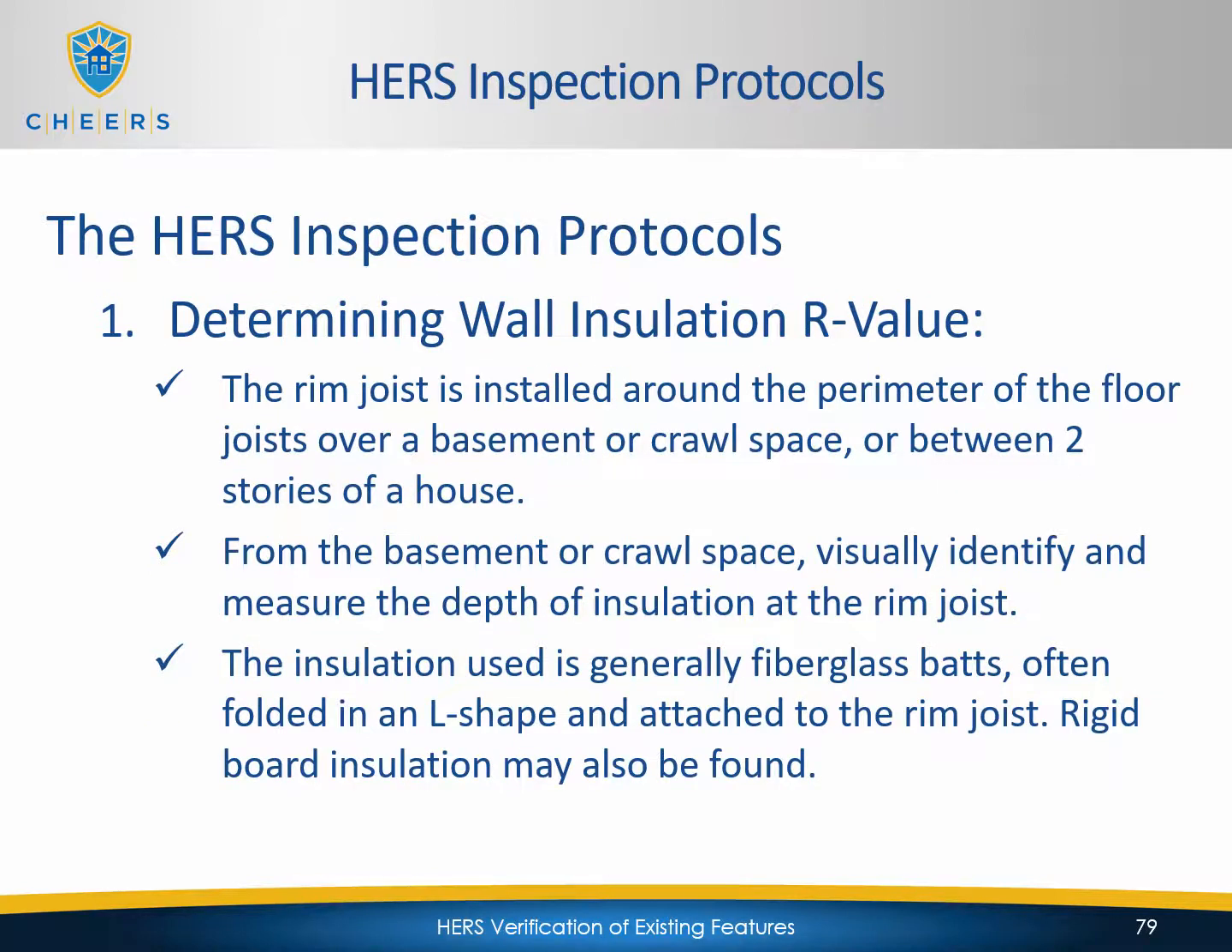The rim joist is installed around the perimeter of the floor joist over a basement or crawl space, or between two stories of a house. From the basement or crawl space, you want to visually identify and measure the depth of insulation at the rim joist. The insulation used is generally fiberglass batts, often folded in an L shape and attached to the rim joist. Rigid board insulation may also be found.